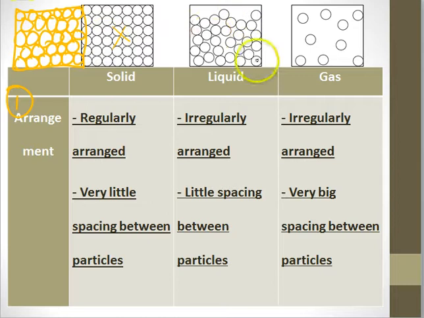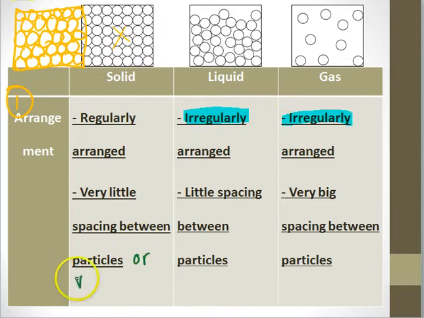For liquid, you can see that there's no real regular arrangement. It's irregularly arranged with little spacing. You can see that they are still very close. They are still close together, but the spacing is not as little as compared to the solid. And the last one we have is gas, which is also irregularly arranged, and they have very big spacing.